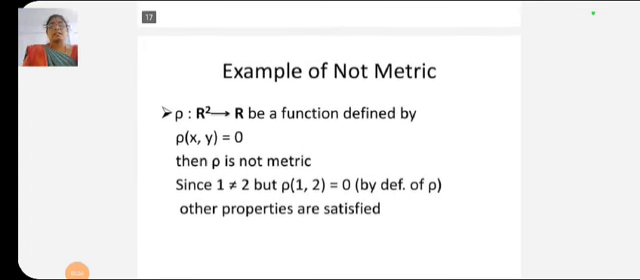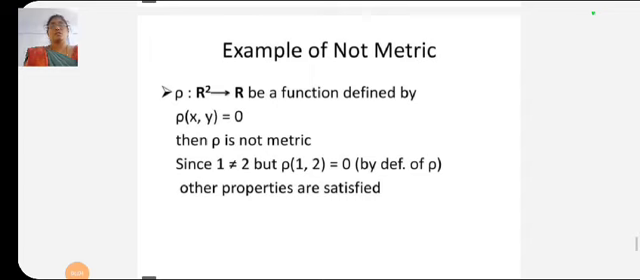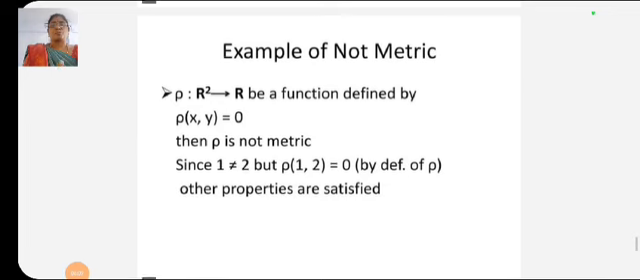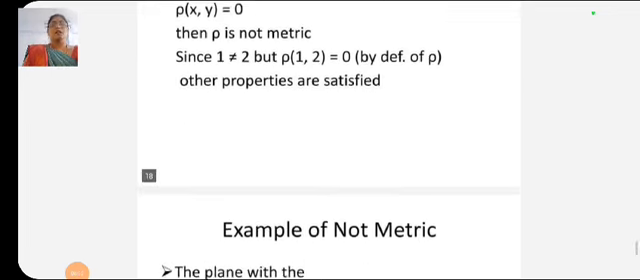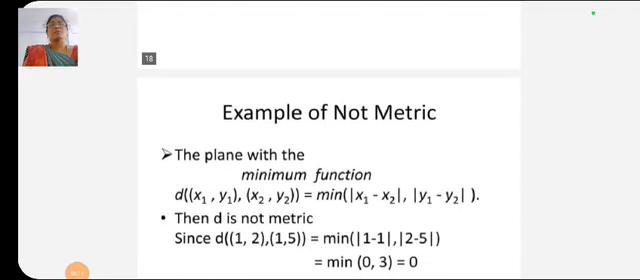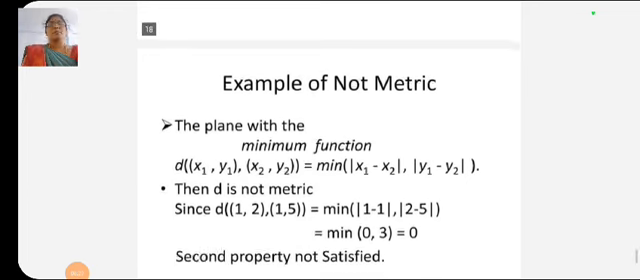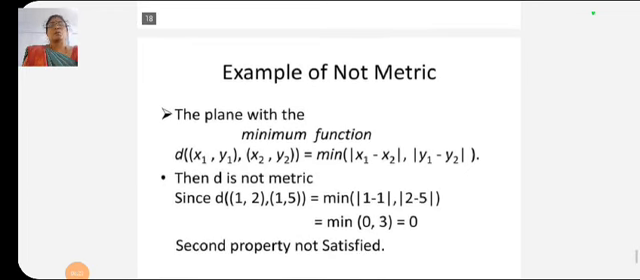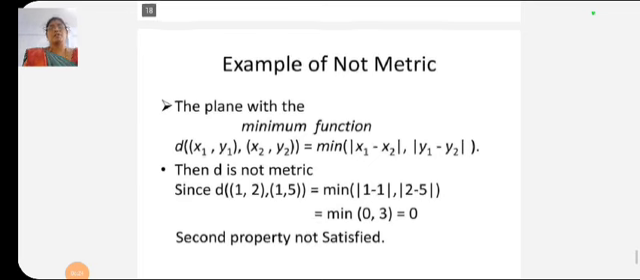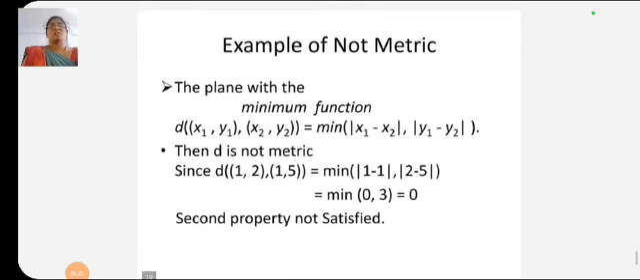We have to see an example of a non-metric. Let rho from R squared to R be a function defined by rho of x comma y equal to 0. Then rho is not a metric since 1 not equal to 2, but rho of 1 comma 2 equal to 0 by the definition of rho. Other properties are satisfied. Another example of a non-metric is the minimum. The minimum d of x1 comma y1 and x2 comma y2 equal to minimum of norm of x1 minus x2 comma norm of y1 minus y2. Then d is not a metric.